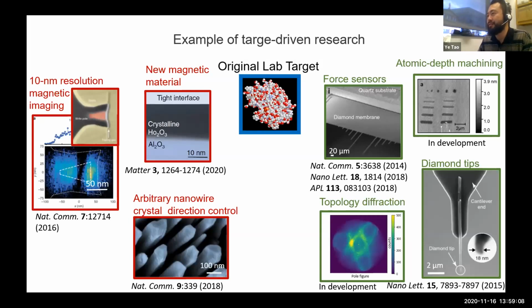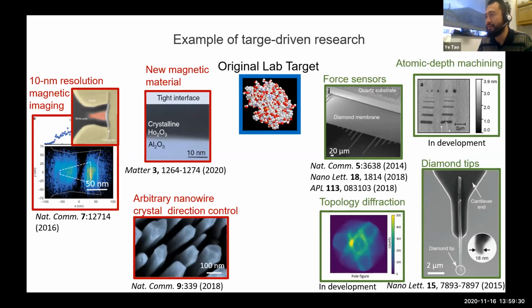So for example, we had to develop new methods to make single crystal diamond cantilevers. These are very good sensors. We were able to make them up to several hundred microns long, but down to 50 nanometers thick. So that was a pretty satisfying engineering feat at the end.